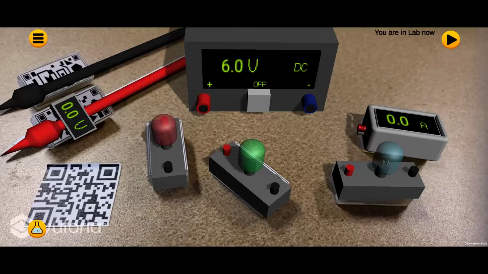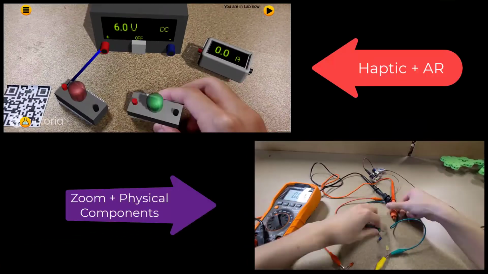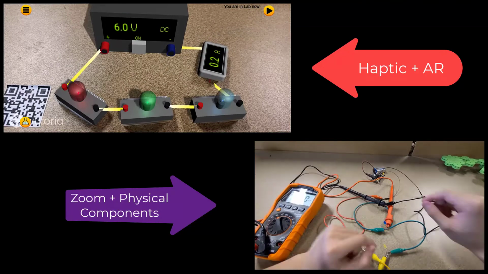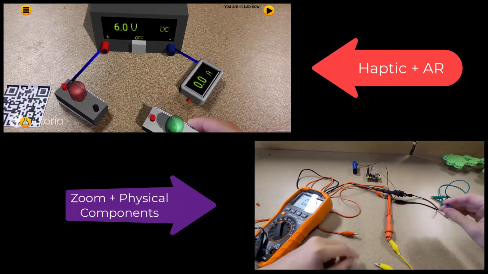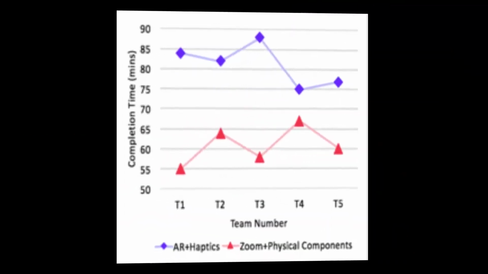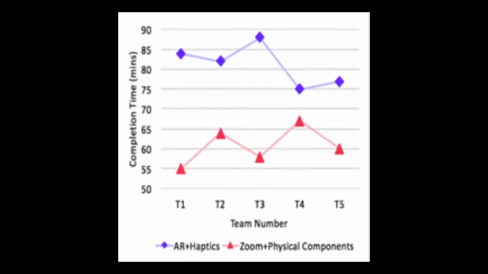Lab description: DC circuits, connections in series and parallel. The tangibles used represented LEDs and multimeters. Our laboratory showed comparable performance results between ColabAR and a Zoom lab that used the actual physical components. Our laboratory decreased completion time by an average of 25%.